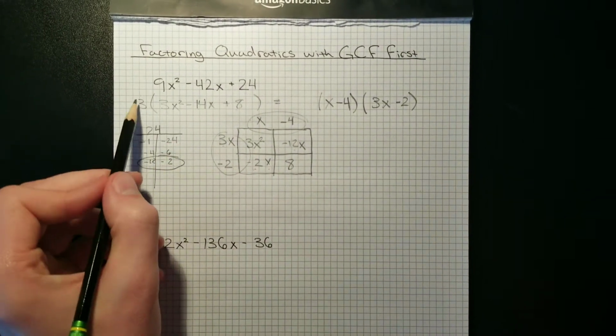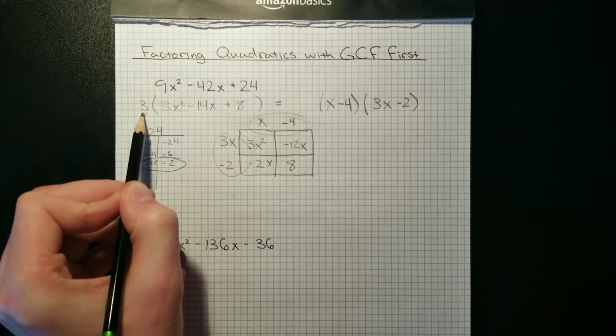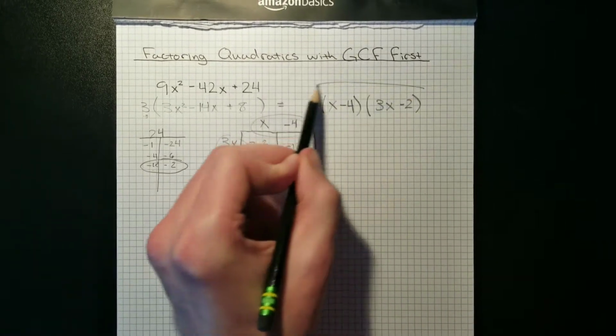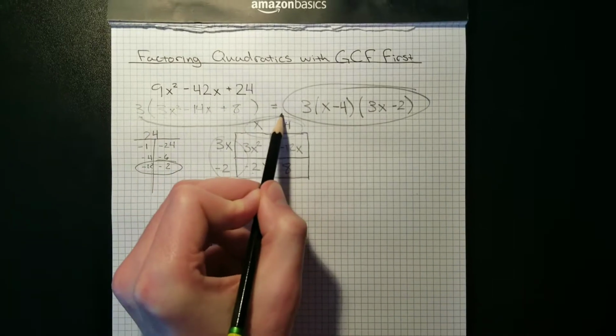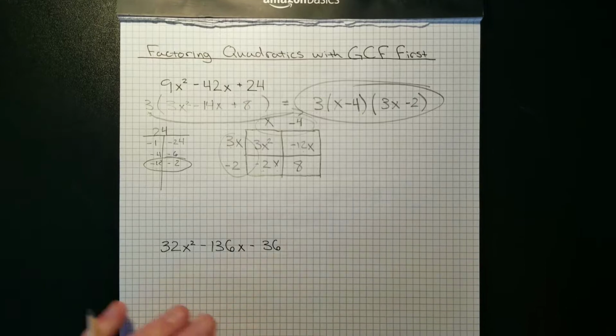Now, the last step: since I factored out some number at the beginning, and I do need these to be equal, I need to take that thing at the beginning and just write it in front, because you can't leave it. We've got to bring that back. So we didn't really have to do any more work with it. We just have to remember to put it in our answer.